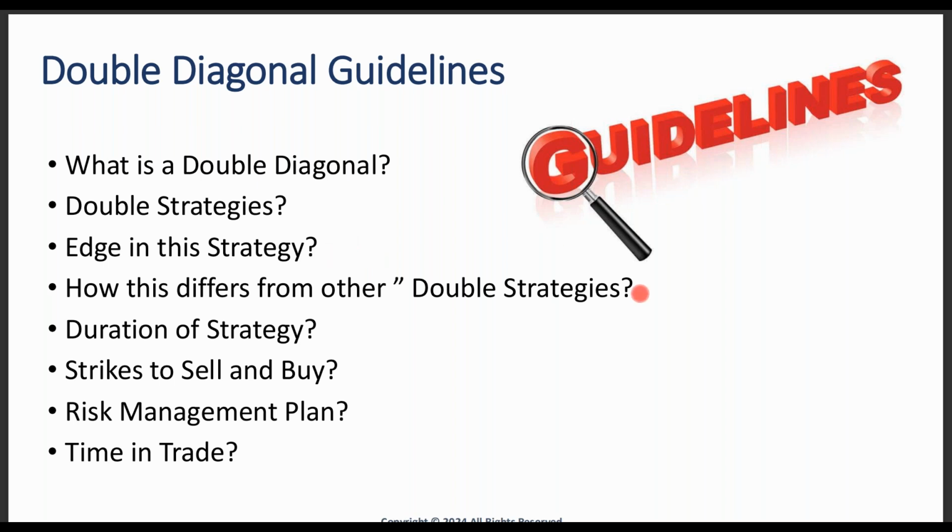Red ball, how does this differ from other double strategies, comparing to double calendars and double long diagonals? Double diagonals I like because you're buying your call and put out of the money, so you're buying less extrinsic value against it. These decay pretty quickly. Duration of strategy, generally I like to do these anywhere from 4 to 15 days from expiration. Strikes to sell and buy, I think, is a general guideline for these shorter term ones.